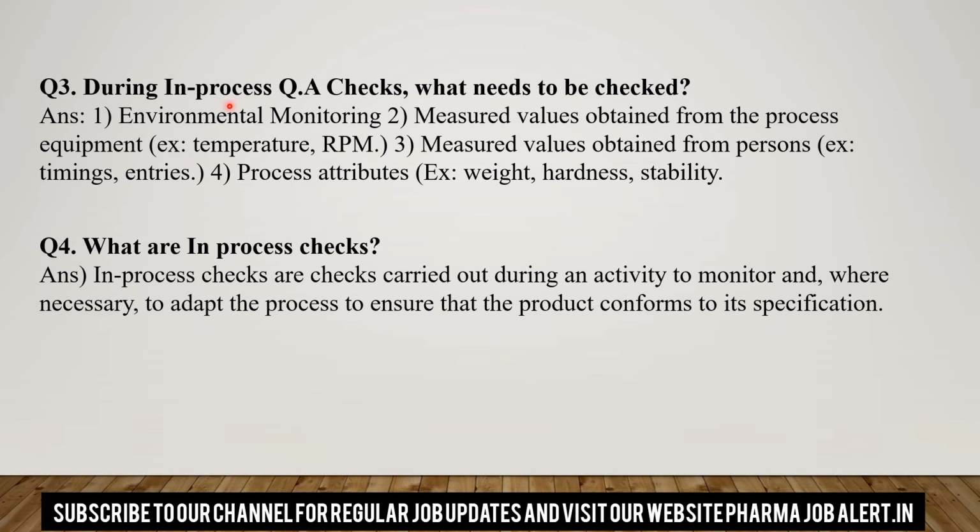So during in-process QA checks, what needs to be checked? Friends, the following needs to be checked: environmental monitoring, measured values from the process equipment, and the measured values obtained from the person's process attributes like weight, hardness, and stability. So QA in-process checks include environmental monitoring, measured values obtained from the process equipment like the temperature, RPM, and the measured values obtained from the person's timings and entries.